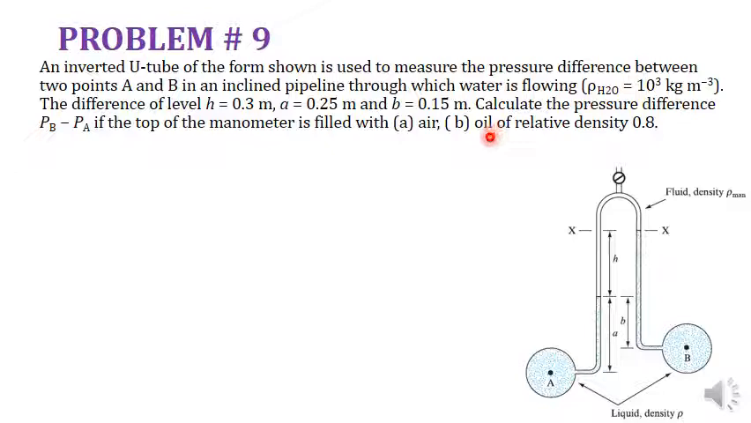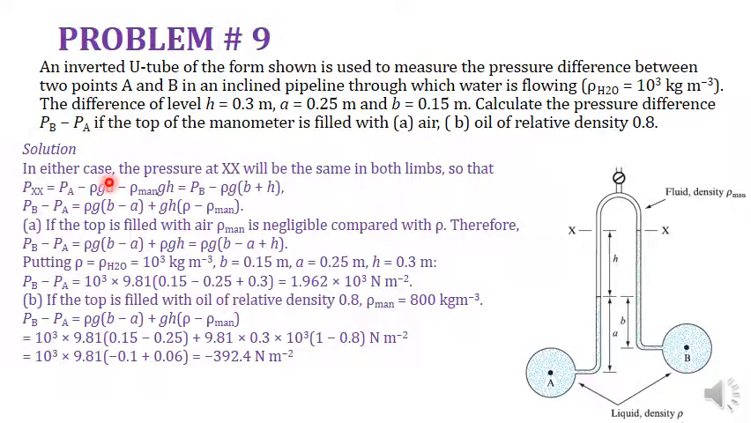Now the equation will remain the same, and you can take a reference from the equation that is used for this type of differential manometer, the inverted U-tube manometer. For this inverted U-tube differential manometer, the equations are given. What you need to consider is that in the first case, air has been filled in this U-tube manometer, and secondly, oil of relative density 0.8 has been used as the manometric fluid.